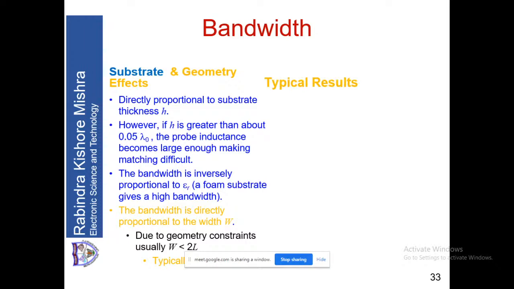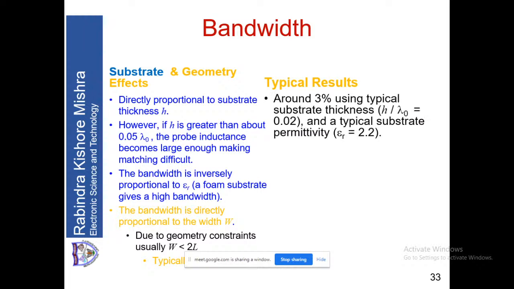Now let us see some typical results. Generally, a microstrip antenna will have 3% bandwidth if h by lambda 0 is 0.02 on a typical substrate of permittivity 2.2. But this becomes around 10% when we use a thick foam substrate, with the same h by lambda 0 equal to 0.02, but epsilon r very close to 1.